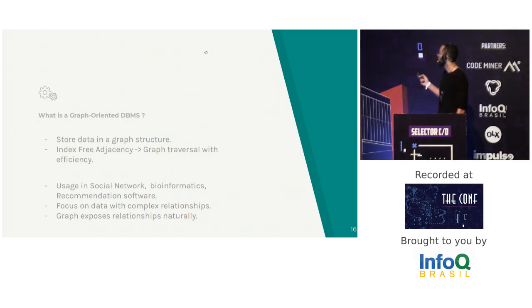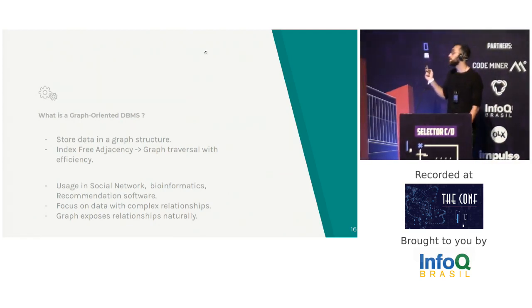One of them is the index-free adjacency. These characteristics allow a graph-oriented database to perform traversal in your graph with efficiency. That's because you don't work with join operations inside a graph-oriented database. This happens because the objects relate to each other through pointers, so you don't have to perform joins to look for relationships inside your database.